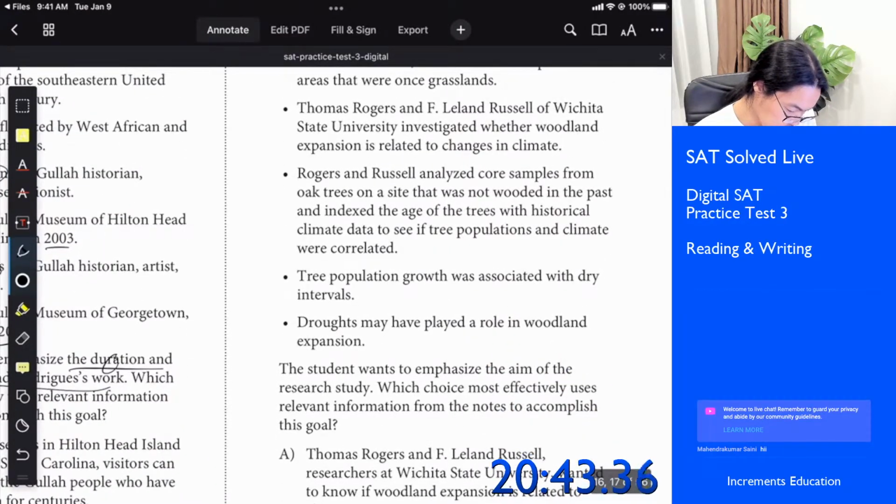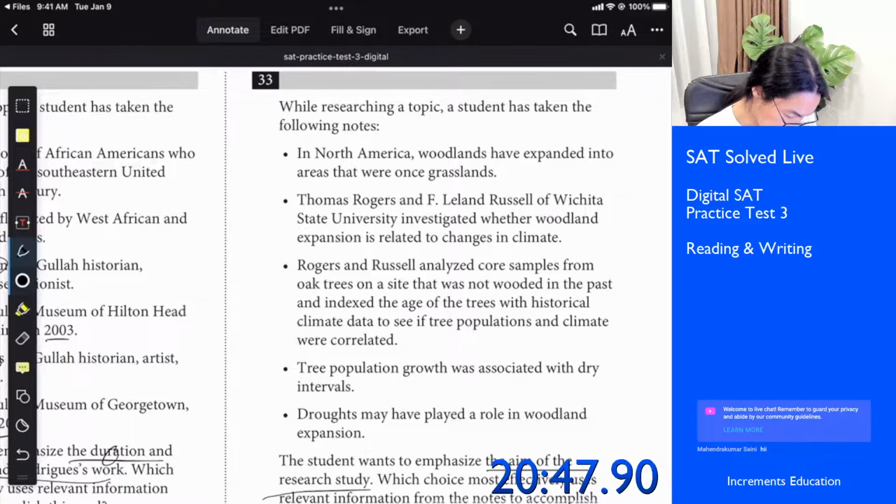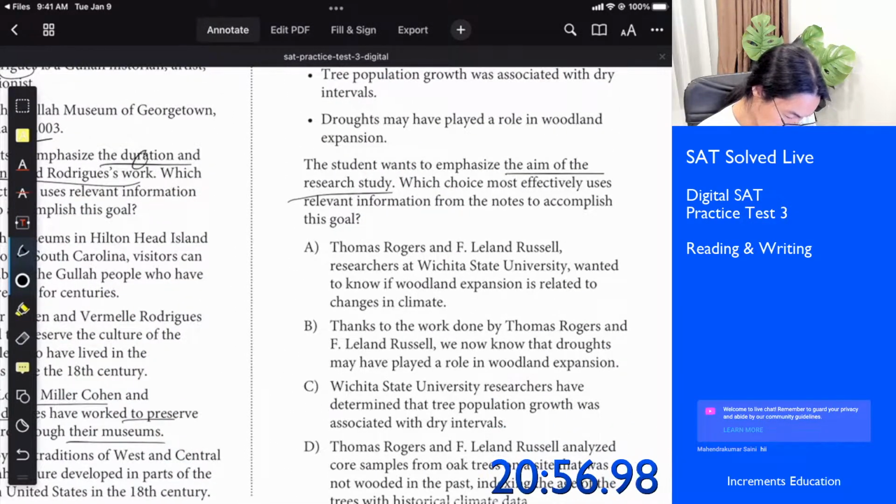Okay, following notes, emphasize the aim of the study. So let's find the aim of the study. Whether woodland is related to change in the climate as they were expanding into grasslands. Okay, I want to know what.